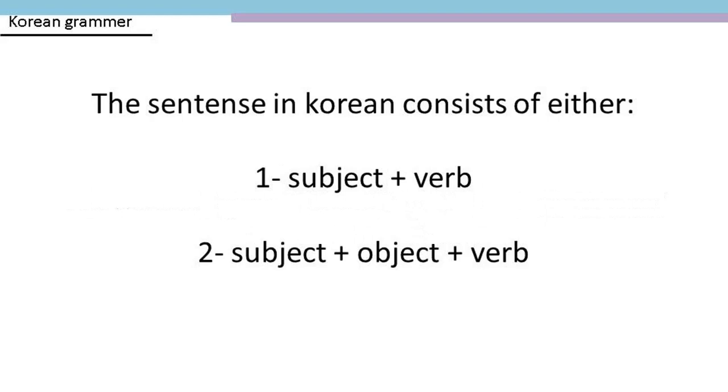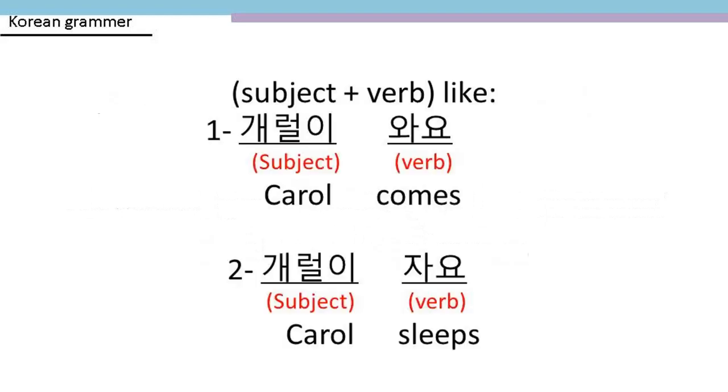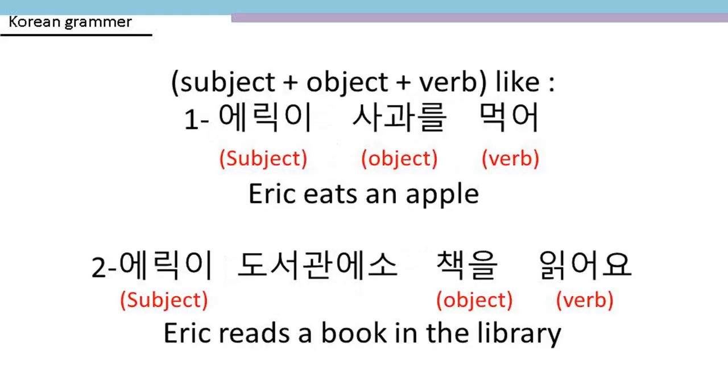The sentence in Korean consists of either subject plus verb, or subject plus object plus verb. Subject plus verb, like 캐럴이 와요. Carol comes. 캐럴이 자요. Carol sleeps. Subject plus object plus verb, like 에릭이 사과를 먹어. Eric eats an apple. 에릭이 도서관에서 책을 읽어요. Eric reads a book in the library.